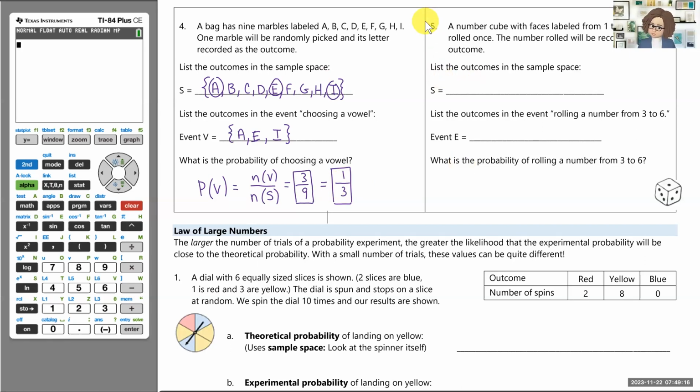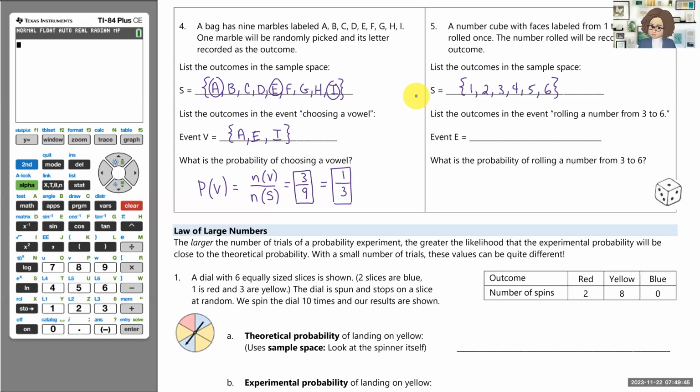Okay, let's try another one. So we have a number cube labeled from 1 to 6. I'm going to stop there for a moment. Number cube here, just another way of saying a die. So we've got a die and it has 6 faces. We're going to roll it and record the number rolled as the outcome. All right, so our sample space. So when we roll the die, we could either roll a 1, a 2, a 3, a 4, a 5, or a 6.